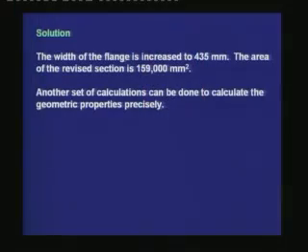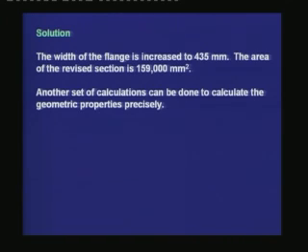That means at this stage we find that our trial section is not satisfactory, and hence we need to change the dimensions of the section to satisfy the requirement of the area. The width of the flange is increased to 435 millimeters. The area of the revised section is 159,000 millimeter square, which is greater than the required value.